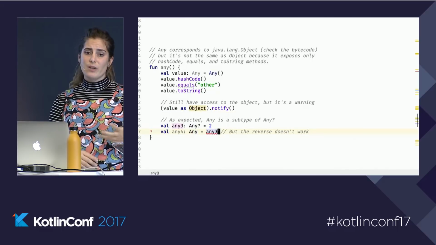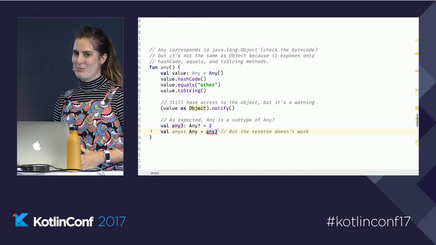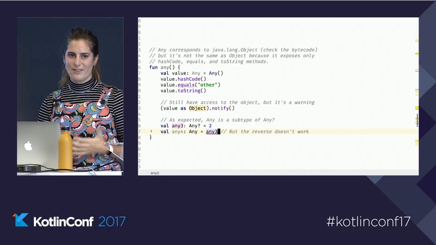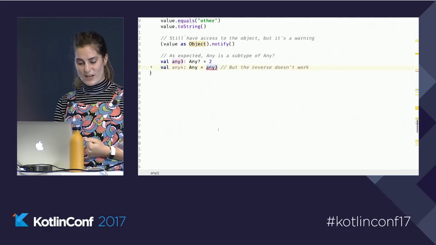And it's worth noting really quick that any and any question mark are still different types. Like, just because any seems to be this catch-all object, it's not. The nullable type any and the real type any are very different, so you can't assign them in this way.